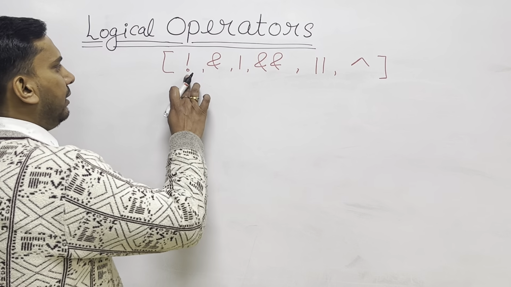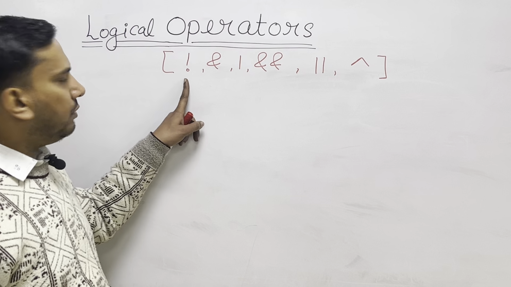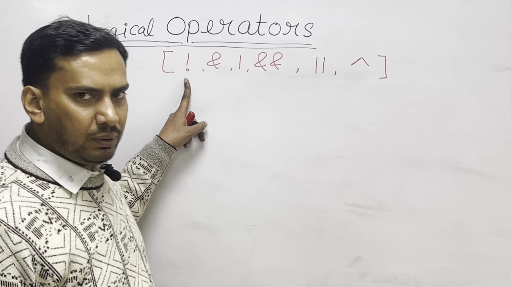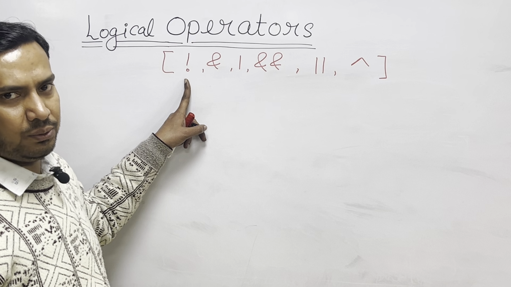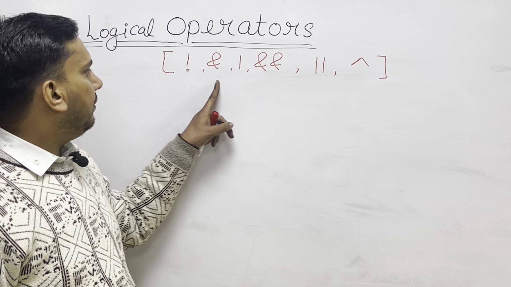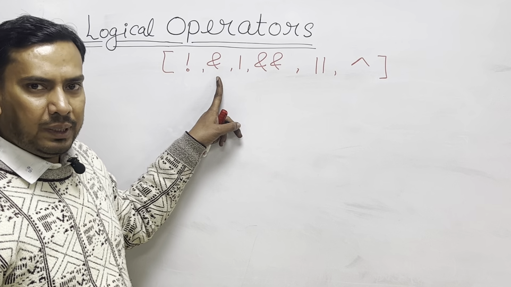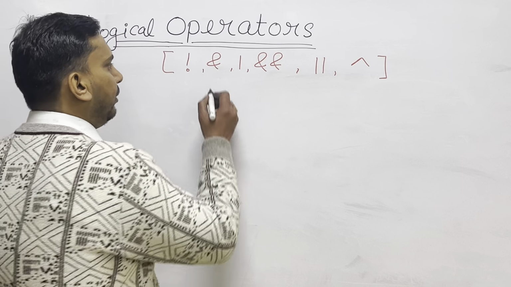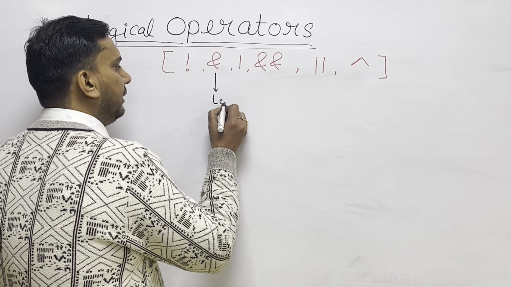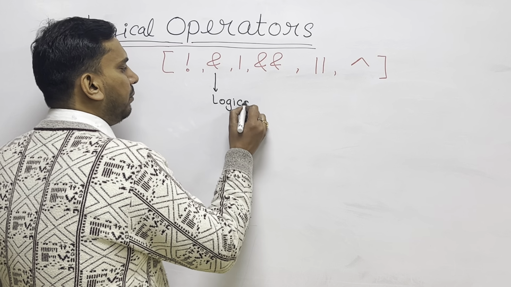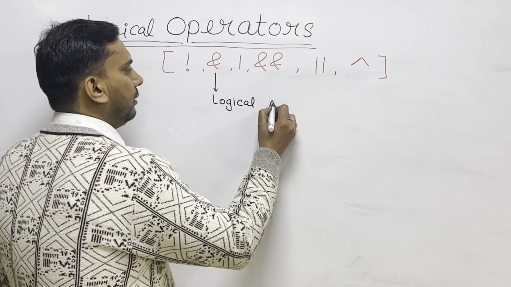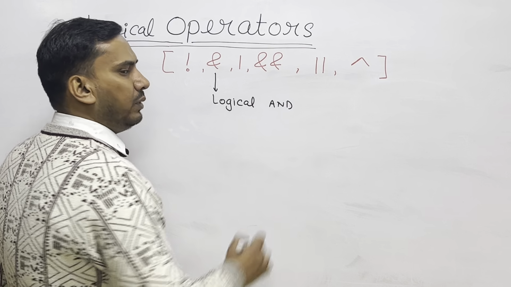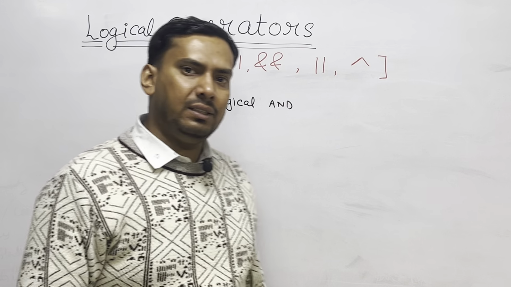The not operator, it is a unary operator also. So if the operand is true, it will convert it to false, and if it is false, it will convert it to true. Similarly, we have the logical AND operator. This is your logical AND operator. If both the operands are true, then only the result will be true. Otherwise, the result will be false.